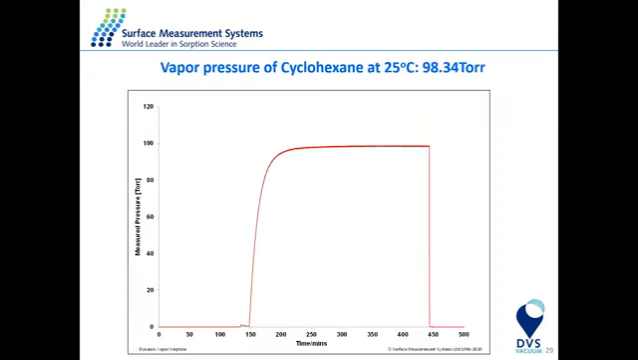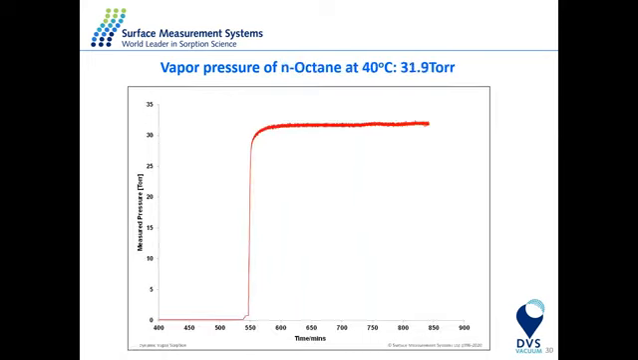Now, first let me show you an example of the measurement. The static vapor pressure method is a direct measurement of the pressure, whereas the effusion method, which is a gravimetric method, is an indirect measurement. Once we have done the molecular outgassing, we close the valve and observe the vapor pressure. Here is the vapor pressure of cyclohexane at 25 degrees Celsius, which was 98.34 torr. Another example is the vapor pressure of octane at 40 degrees, which is about 31.9 torr.